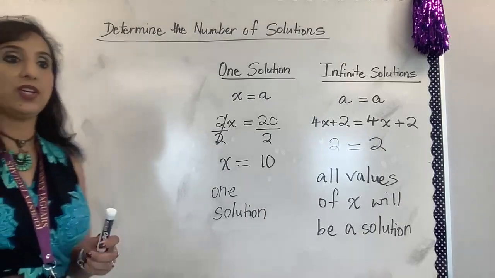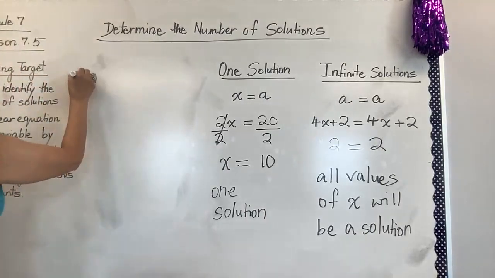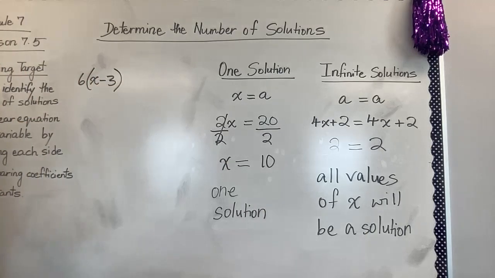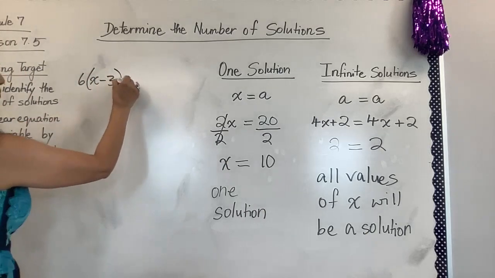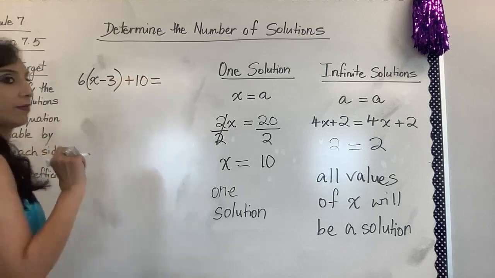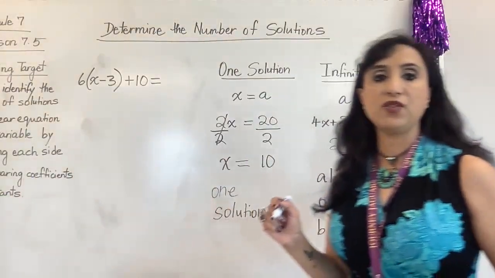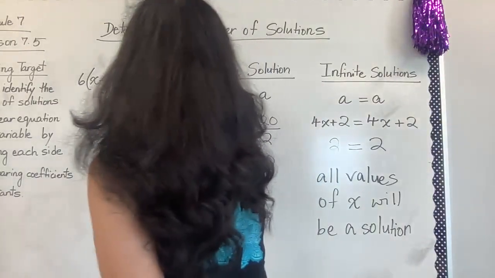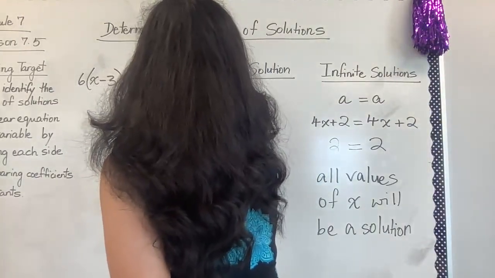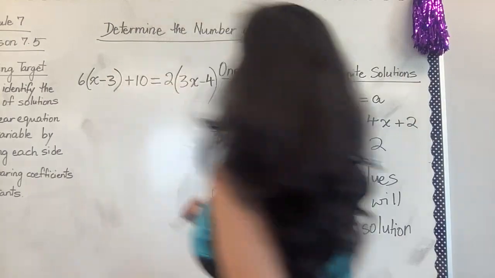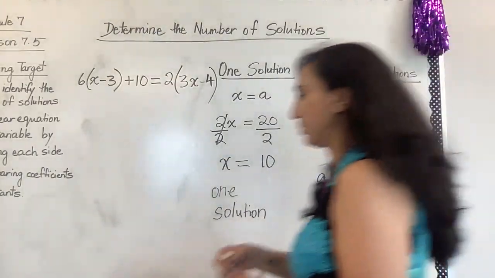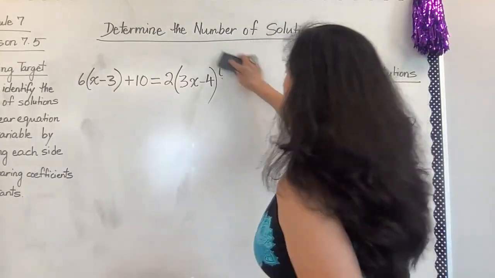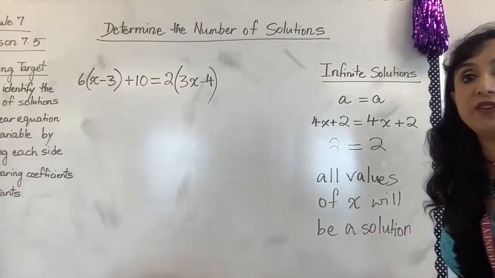So if I give you an equation, I say 6x minus 3, plus 10. Okay, so 6x minus 3 plus 10 is equal to 2, 3x minus 4. Okay, so here is my equation, and we are trying to see: is this no solution, one solution, or infinite solutions?